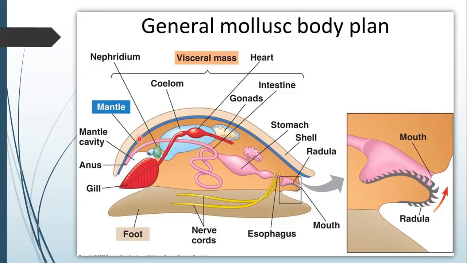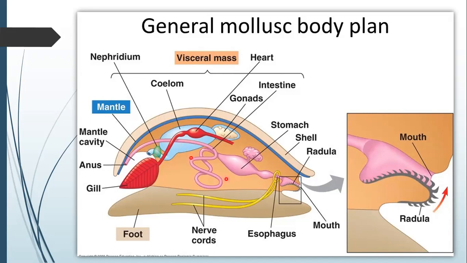That blue line is called the mantle. That mantle is going to cover the whole of the visceral organs. All the visceral mass is protected by this mantle. This mantle is also responsible for secreting the outer shell. This shell can be external, or in some cases it can be internal. So I have discussed all of the major things in this diagram.